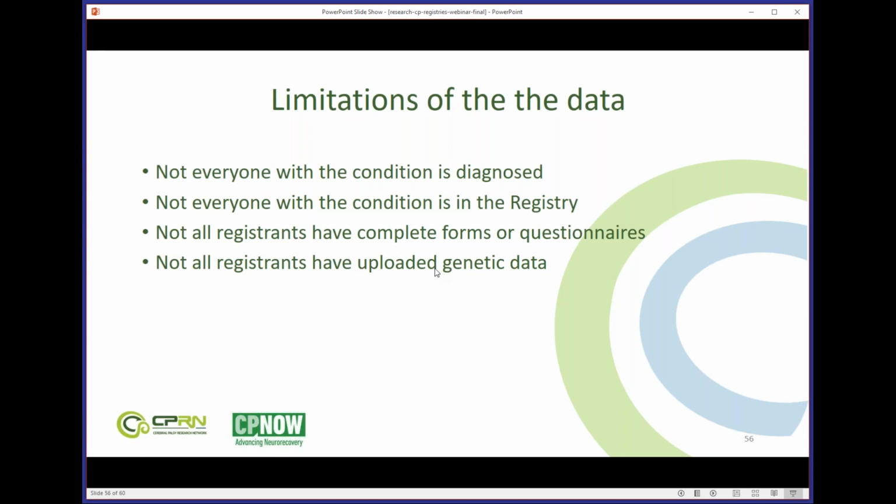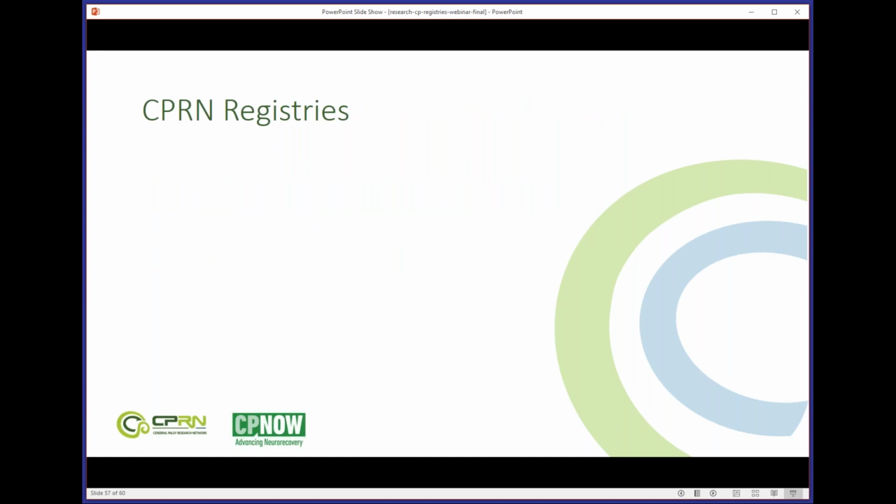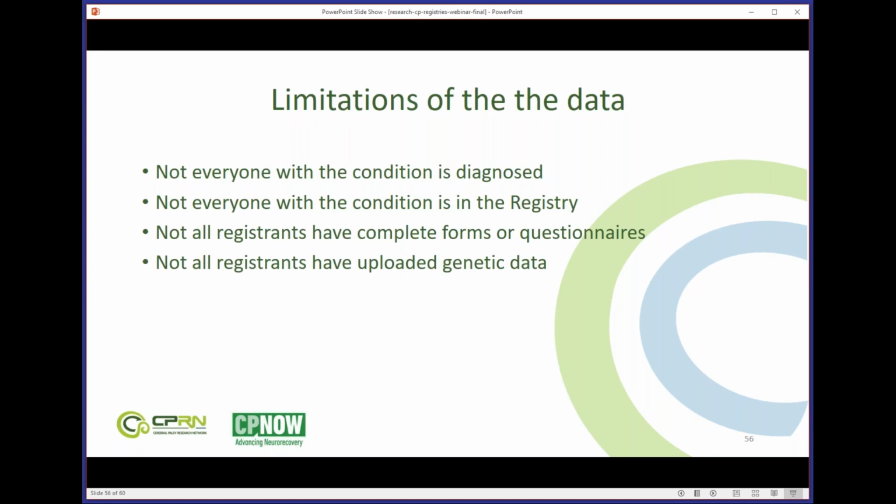And the final bullet is, not all registrants could find their genetic data, or they live in a country where they were never given a genetic report, they were told over the phone, and that's an issue for the researchers that want genetic data first and foremost. So I just want to give one example. We're way over time. Let's go to Q&A, and if it comes up, I'll give the example.